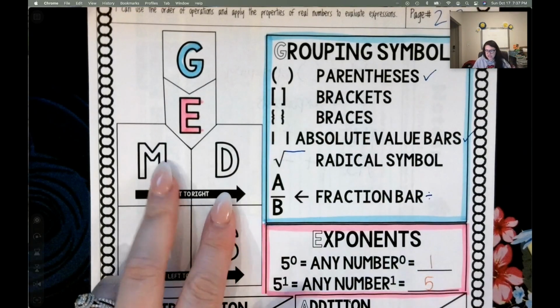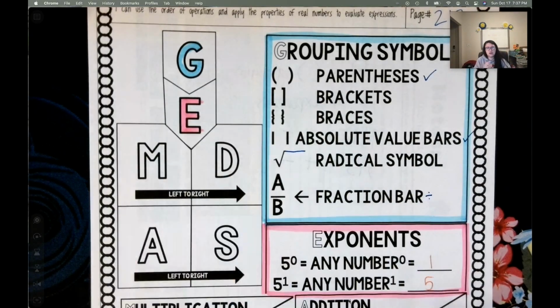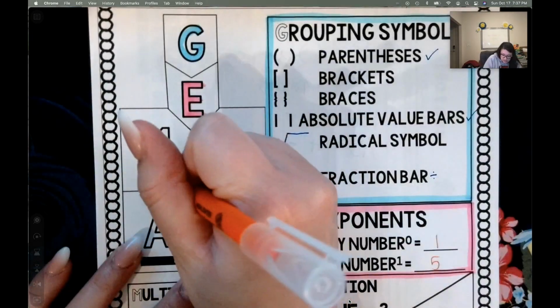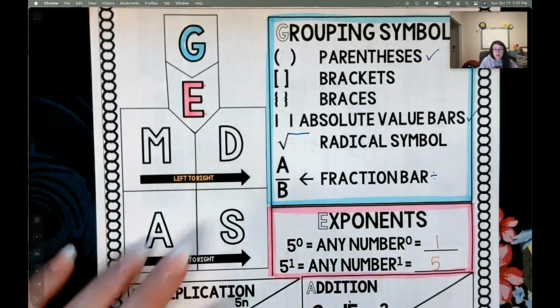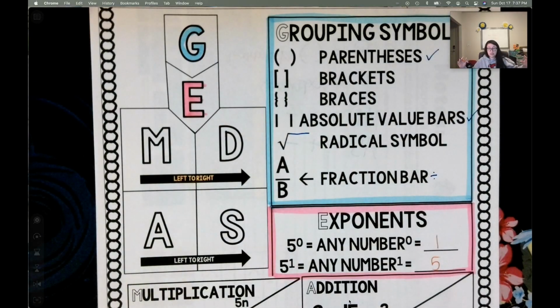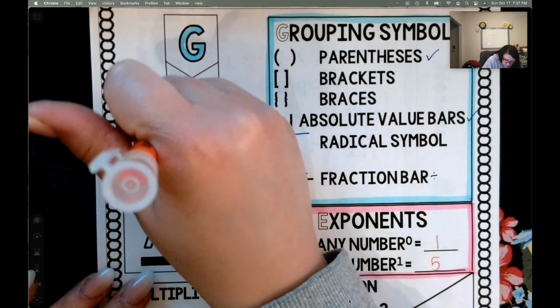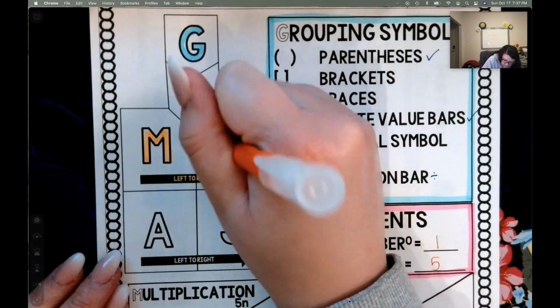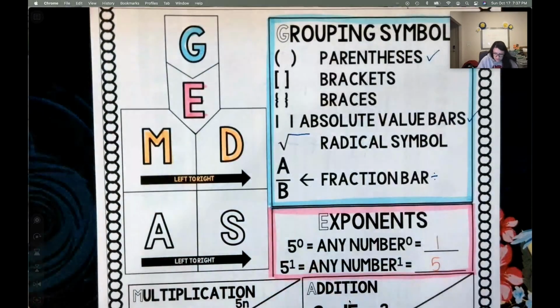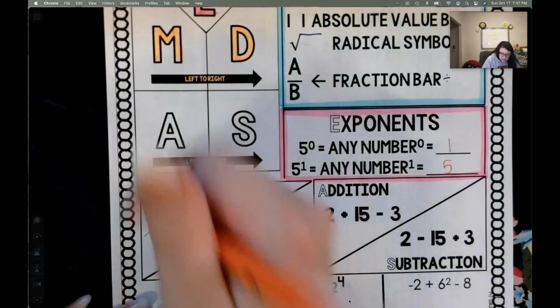MD, why are multiplication and division on the same line? Why do those go together? Yeah, multiplication and division are on the same line because we do them left to right. We do multiplication and division all in one step. We just work going from left to right. Multiplication and division. A few reminders with multiplication and division.